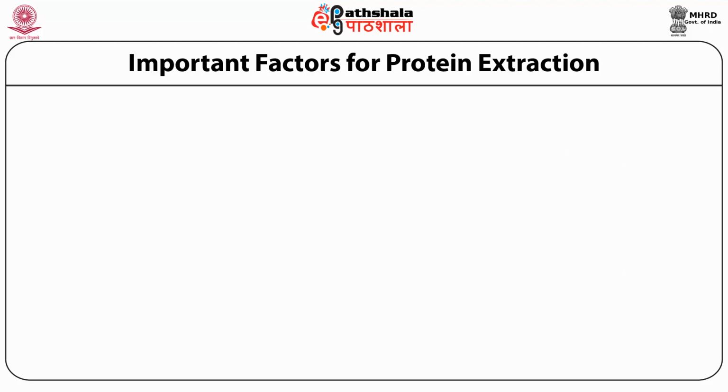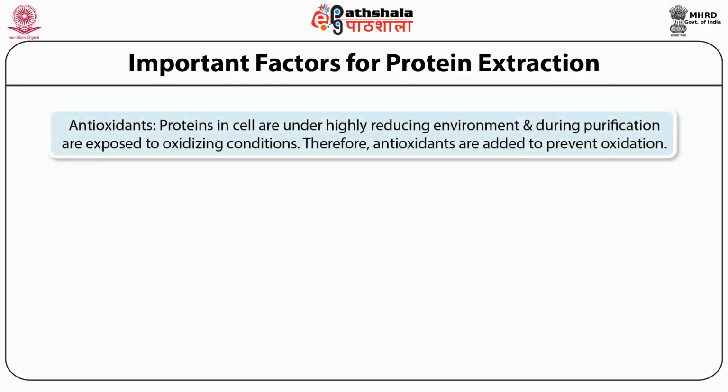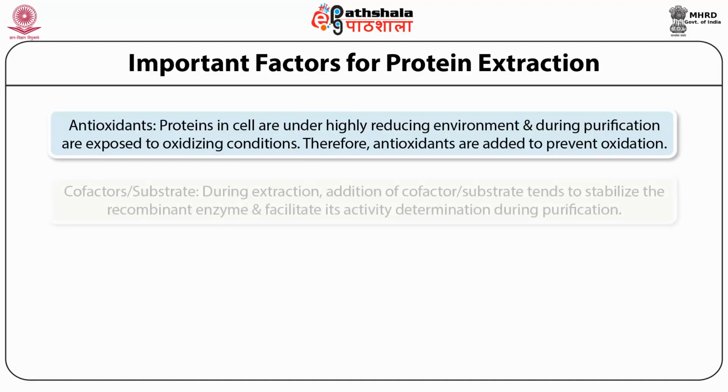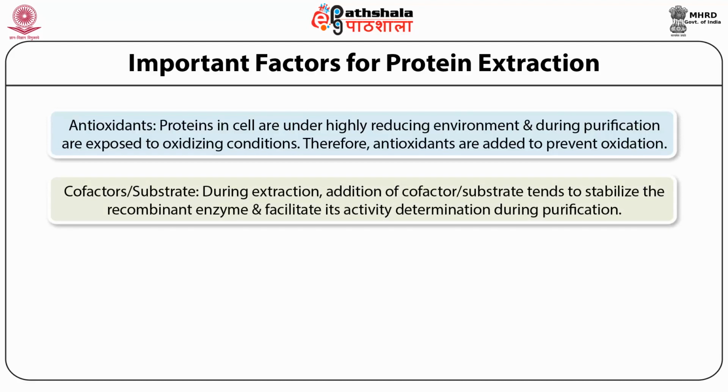Under cellular conditions, proteins are in a highly reducing environment, but during extraction and purification, they are exposed to oxidizing conditions. Therefore, in order to prevent this oxidation, antioxidants are added to the extraction buffer. If the recombinant protein is an enzyme, the cofactors of the enzyme or its substrate may be added to the extraction buffer, which may help stabilize the enzyme and facilitate its activity determination during purification.